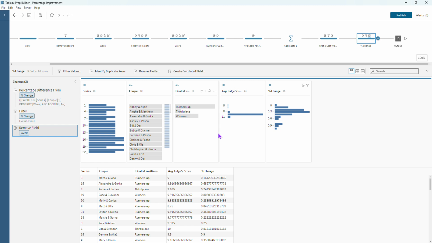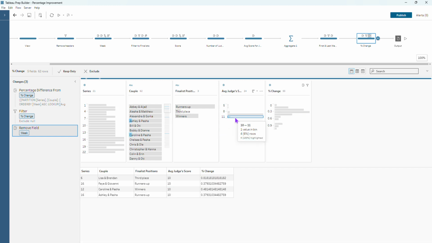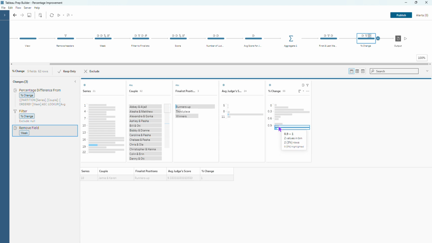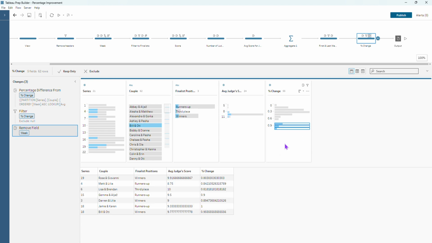So some of the things that I thought were interesting as a result of this. These 4 couples have achieved that perfect score in the final, and yet only Caroline and Pasha were the winners there, which is pretty interesting. Who are some of the people who did massive improvements in the series? Did that mean that they won?